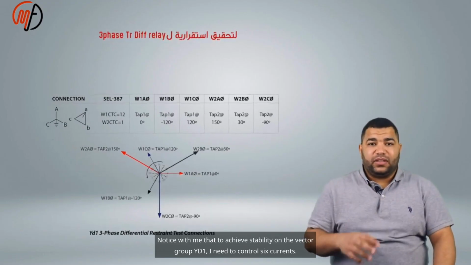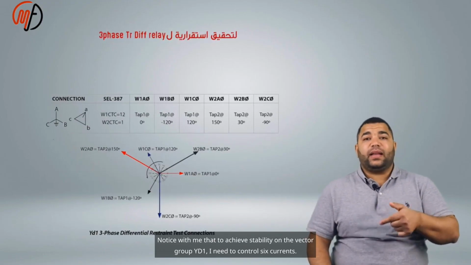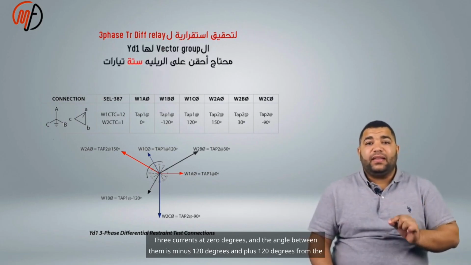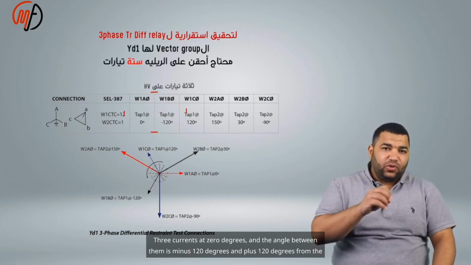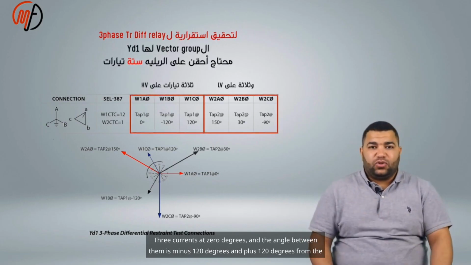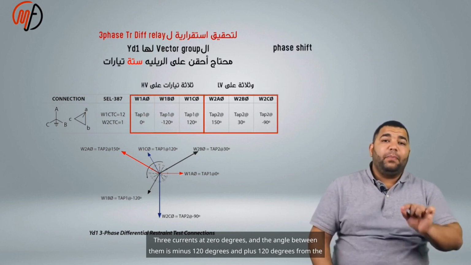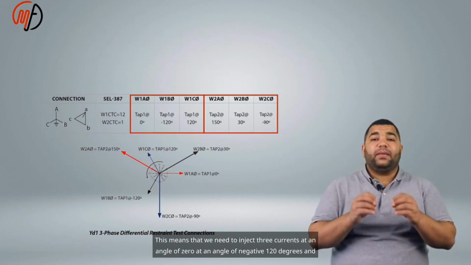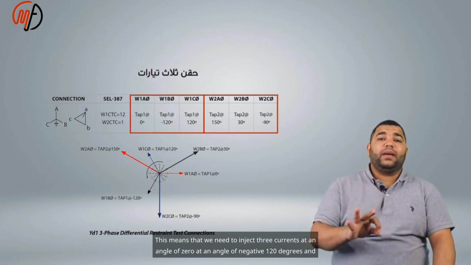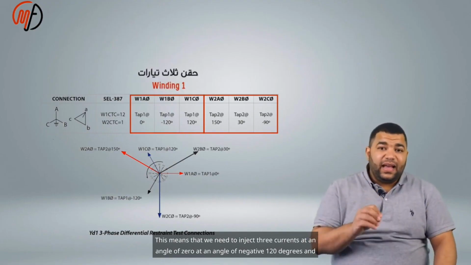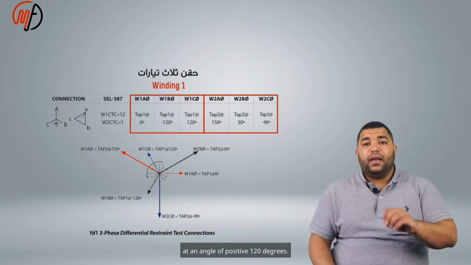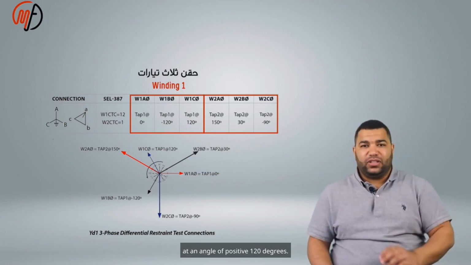To achieve stability on the vector group YD1, I need to control 6 currents. 3 currents at 0 degrees, and the angle between them is minus 120 degrees, and plus 120 degrees from the phase A ratio. This means that we need to inject 3 currents at an angle of 0, at an angle of negative 120 degrees, at an angle of positive 120 degrees.